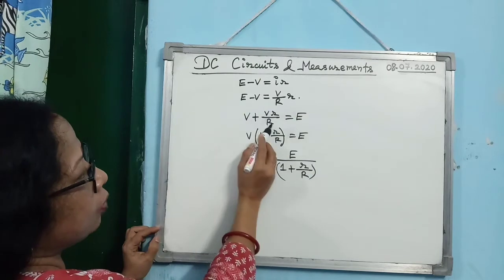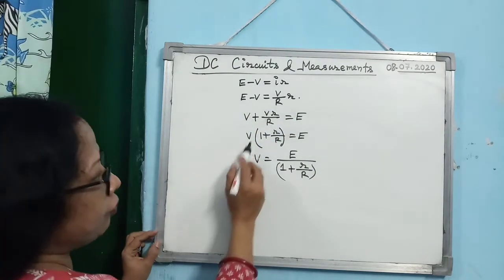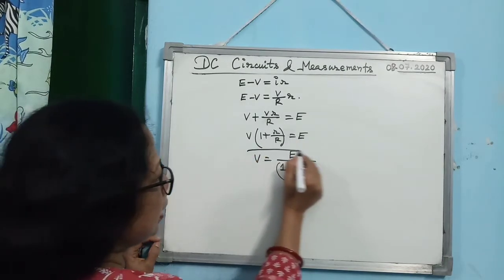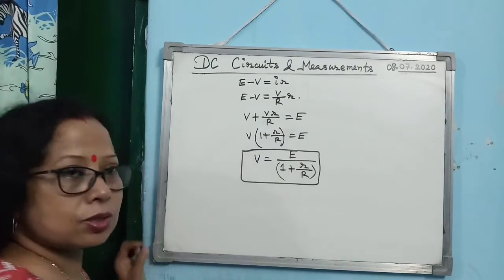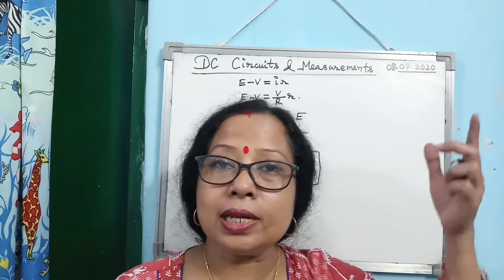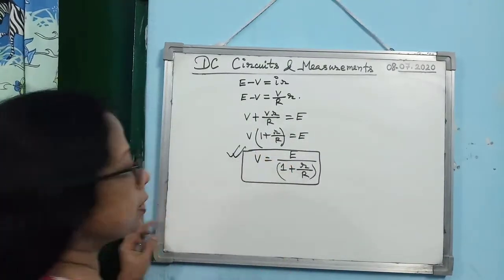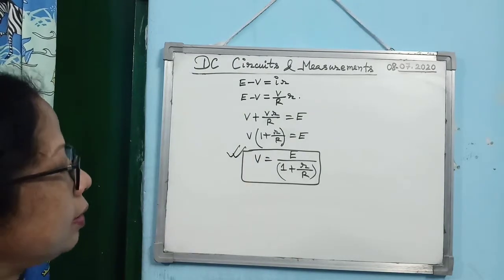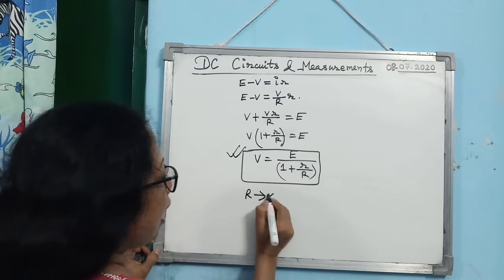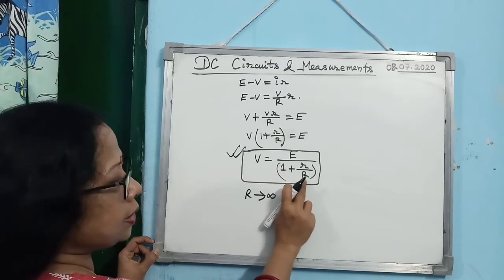And if I take V to one side, it comes V plus Vr by R is equal to E. Take V common, 1 plus r by R equals E. So V is equal to E divided by 1 plus r by R. So you have seen the same equation, E is equal to V plus Ir, in many different ways one can write it. Now this is another important relation. Why is this another important relation? From this relation, it is clear that if R approaches infinity, then what will happen?